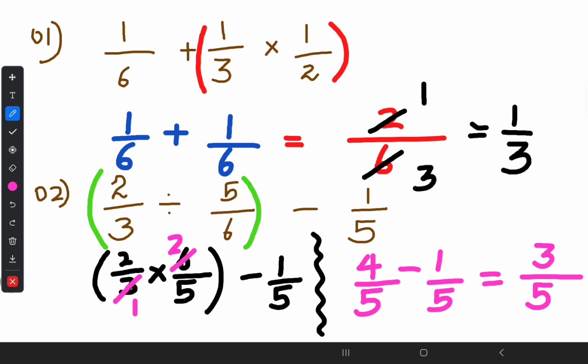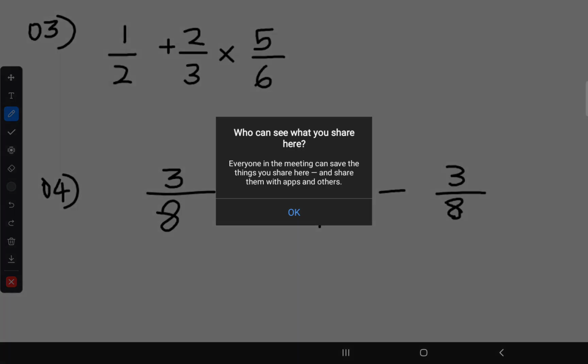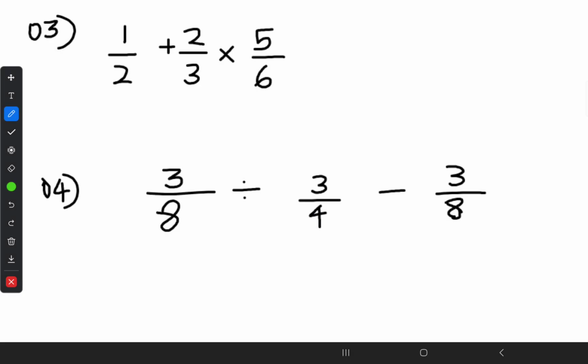If more than one operation occurs, you should follow the BODMAS rule to approach your question. Amongst the first two operations, you should give priority to multiplication, so we have to do that one first. So 1 upon 2 plus, here we can simplify this, it's 3, it's 1, so 5 over 9.